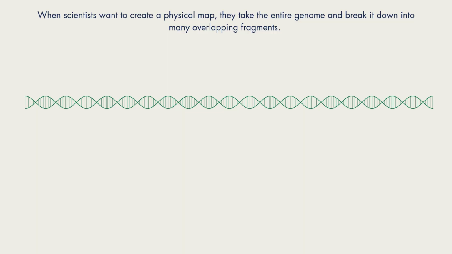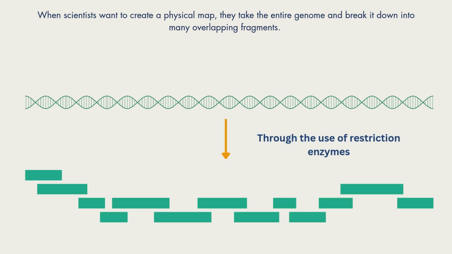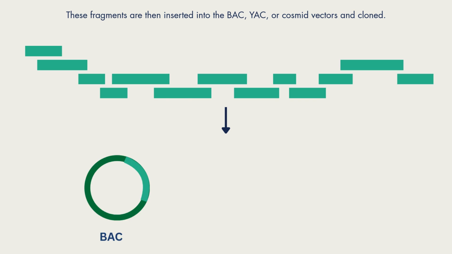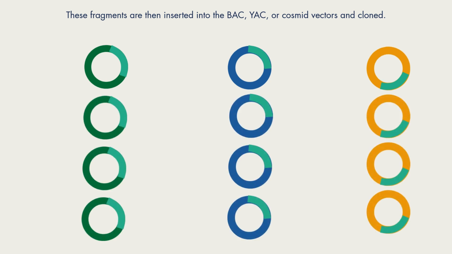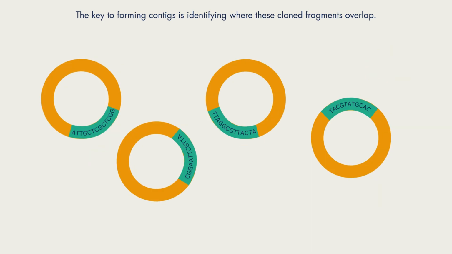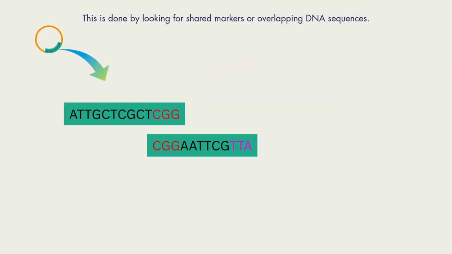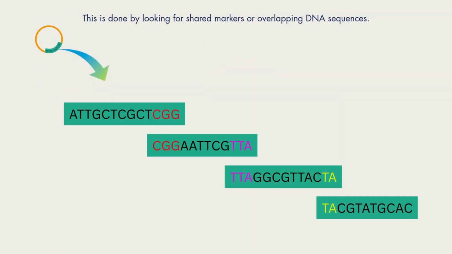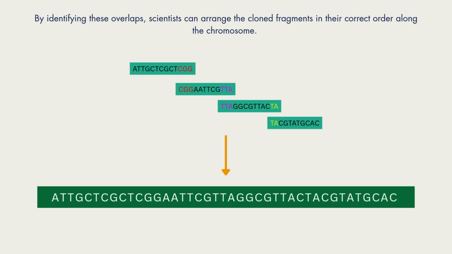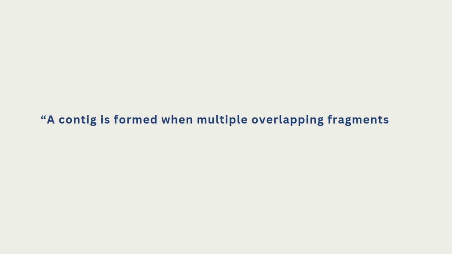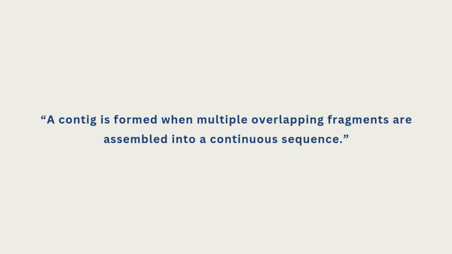When scientists want to create a physical map, they take the entire genome and break it down into many overlapping fragments. These fragments are then inserted into the BAC, YAC, or cosmid vectors and cloned. The key to forming contigs is identifying where these cloned fragments overlap. This is done by looking for shared markers or overlapping DNA sequences. By identifying these overlaps, scientists can arrange the cloned fragments in their correct order along the chromosome. A contig is formed when multiple overlapping fragments are assembled into a continuous sequence.